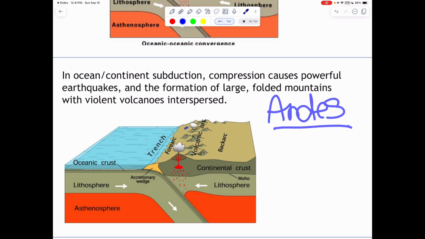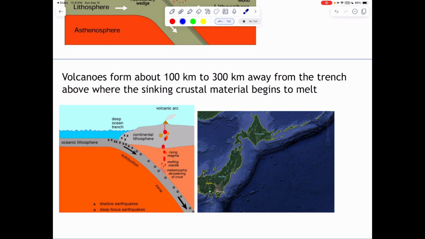Huge, right on the coast, because they've folded up with the land due to the subduction, and there's always tons and tons of volcanoes. So very tall and lots of volcanoes. Just another way I'm going to show you this and just re-emphasize this point. So we have our ocean lithosphere. It comes down, it melts, creating our volcanoes. So we should be looking for volcanoes about 100 kilometers to 300 kilometers away from the trench. That's a very common theme that happens.